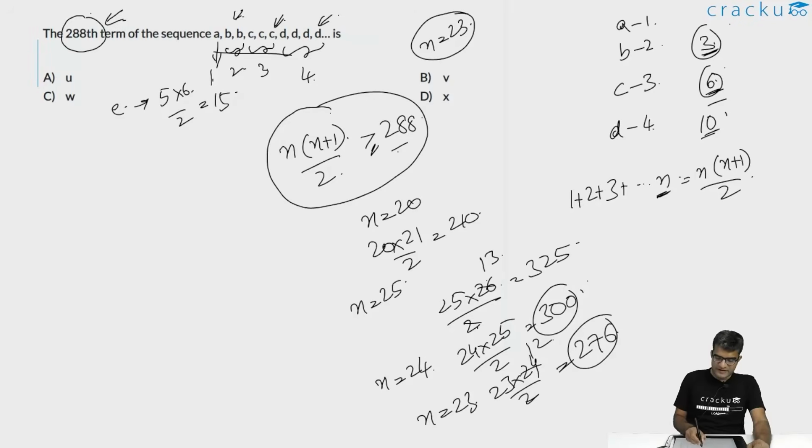So we are looking at the 23rd alphabet. Again, just for understanding this, when n is equal to 20, we are getting 210. So for E, the last time E occurs is 15. For T, which is the 20th alphabet, the last time it is going to occur is 210.